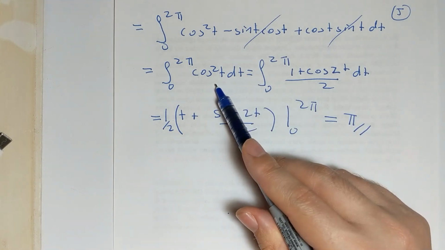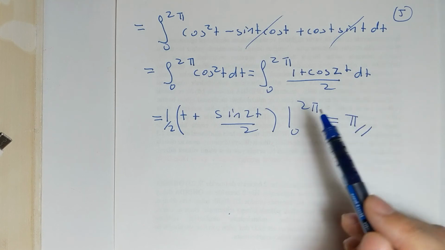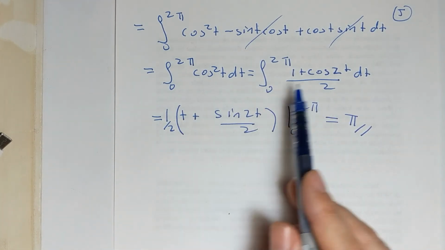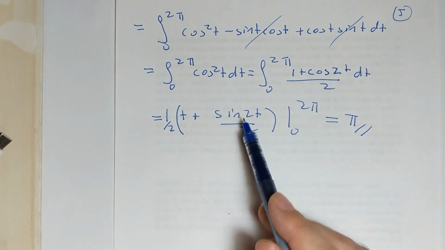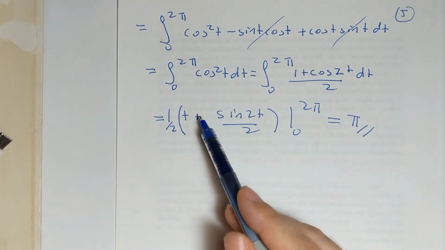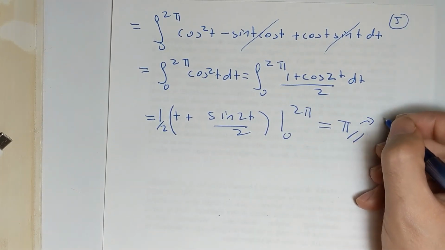Well, how do you do those? We have to use the identity cosine squared t is equal to (1 plus cosine 2t) over 2, dt. I pull the 1/2 out. Then the integral of 1 is going to be t. The integral of cosine 2t is, of course, going to be sine 2t over 2. 0 to 2 pi. Of course, this term is 0, so you get 2 pi over 2, which is pi, and this is the flux.